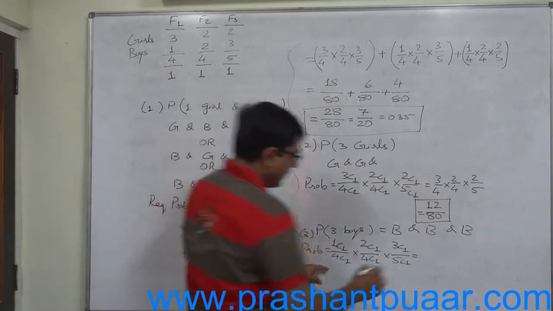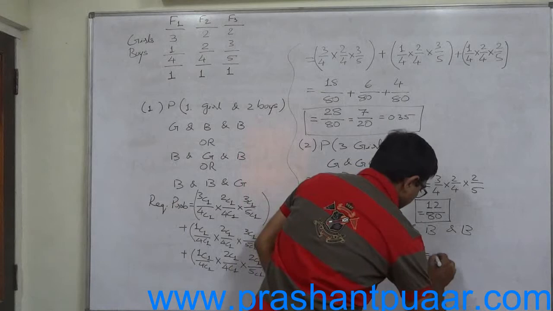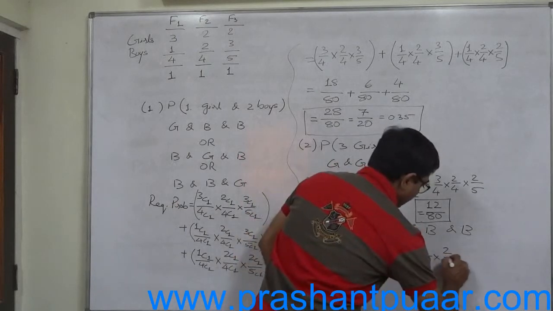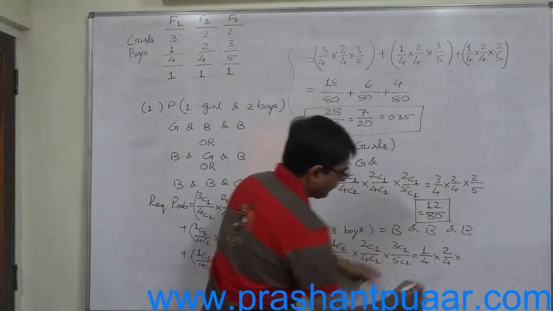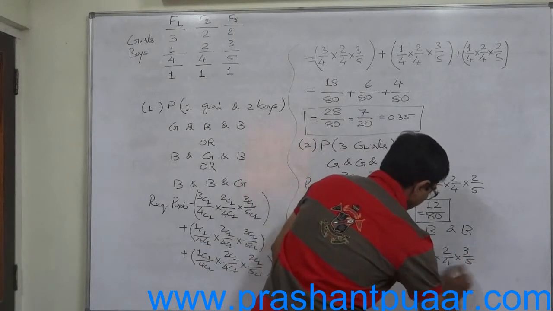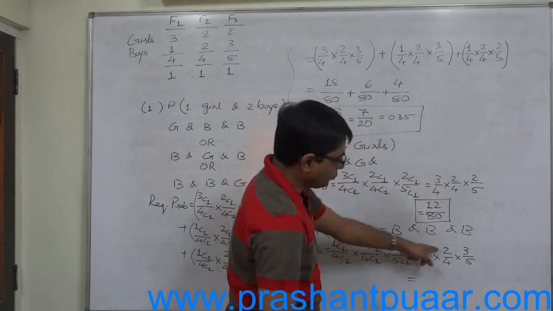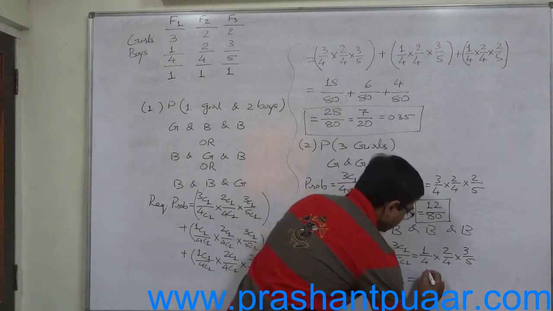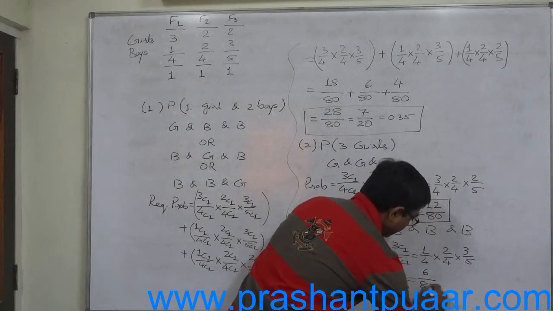That means 1 by 4 into 2 by 4 into 3 by 5. So the probability is 1 into 2 is 2, 2 into 3 is 6. 6 by 80.